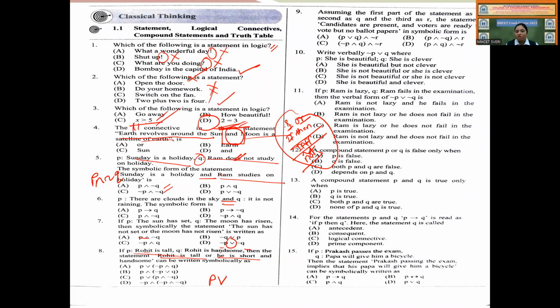Q. Option number A. Short is missing, but not tall is short. Option A. This will be written. And handsome and Q. So is this statement there? Yes. Very good. So your correct option should be A.